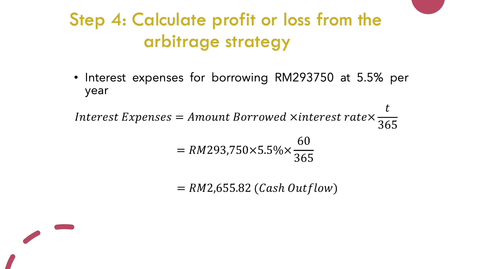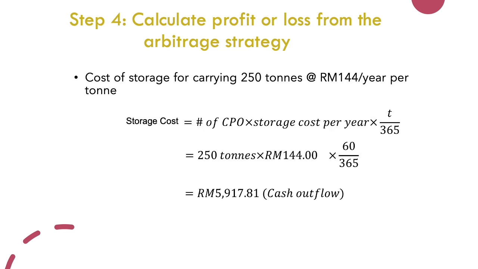Next, you need to calculate interest expenses for borrowing 293,750 at 5.5% per year. So if you still remember, in order to buy CPO in the spot market today, this arbitrager needs to borrow at risk-free rate. So when you borrow money, you need to pay interest expenses. So you calculate the interest expenses. The formula for interest expenses is amount borrowed times interest rate times T divided by 365. So T is 60 days. So we assume the arbitrager borrow for 60 days. So you need to pay interest expenses at 2655.82. So interest expenses is cash outflow.